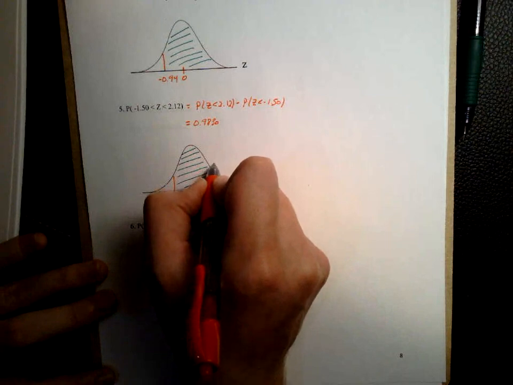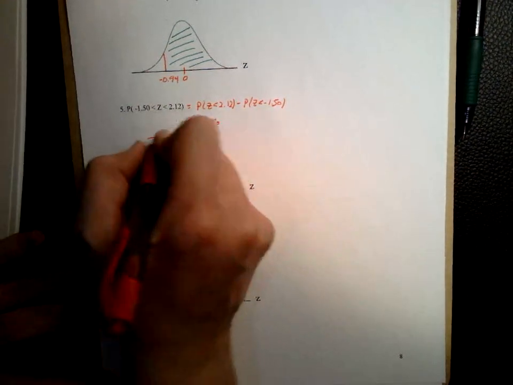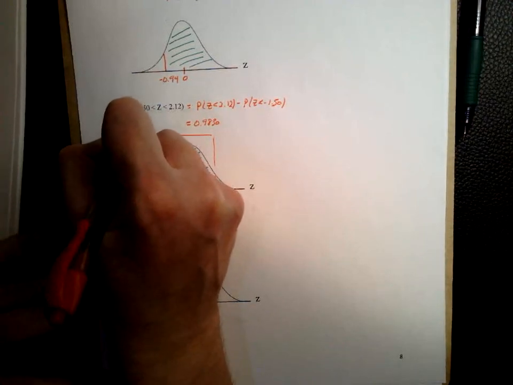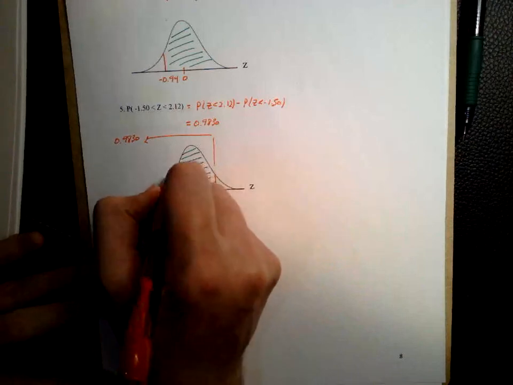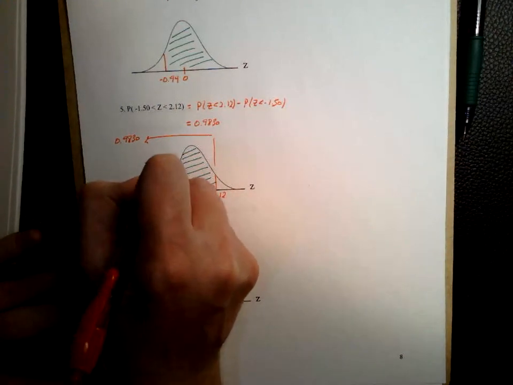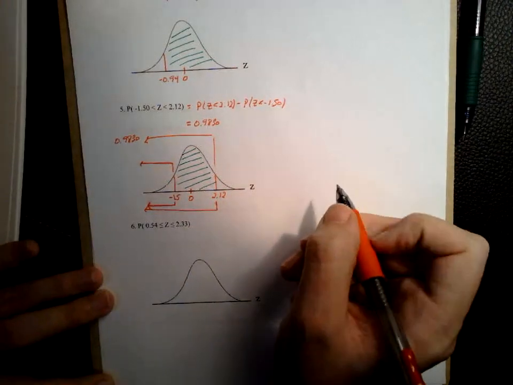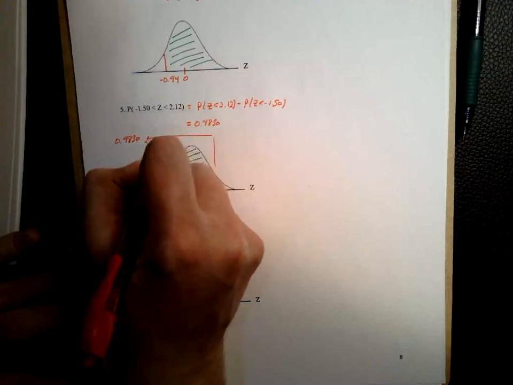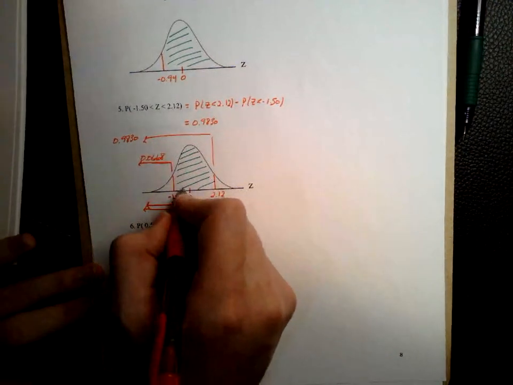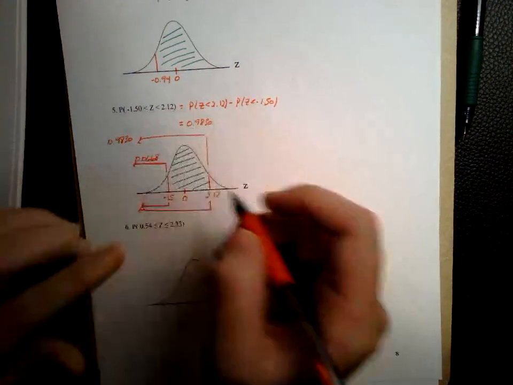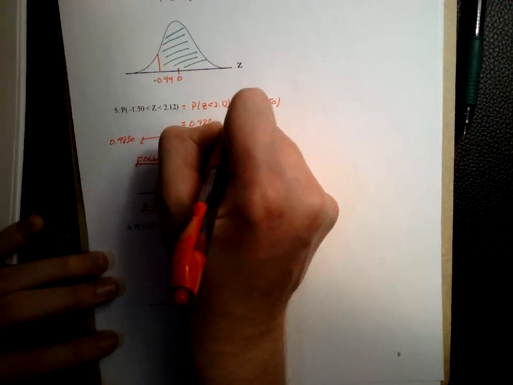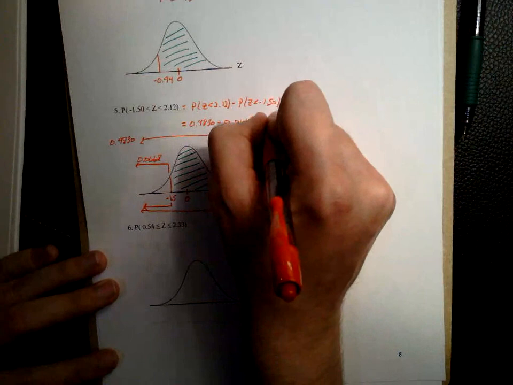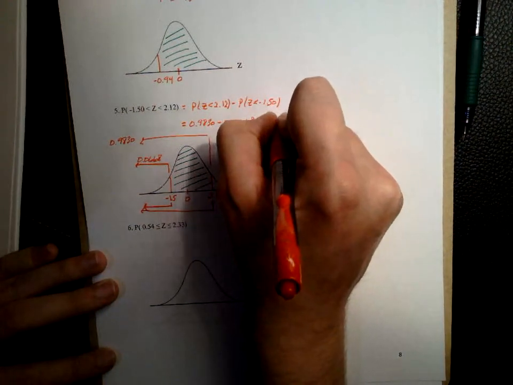That means from here over all the way till the end has area of 0.9830. Now I want to look at this area here from negative 1.5 all the way to the end. And that area is 0.0668. Then to find the area in between these two, I just take the difference of these two. And that would give me the area in between those two z-scores, which is 0.9162.